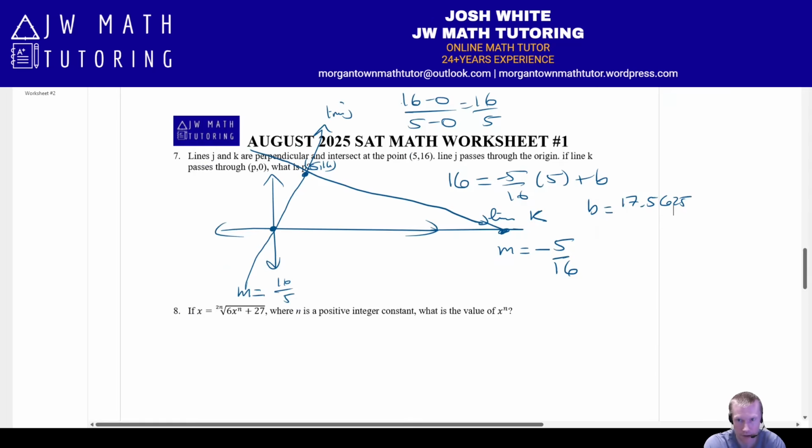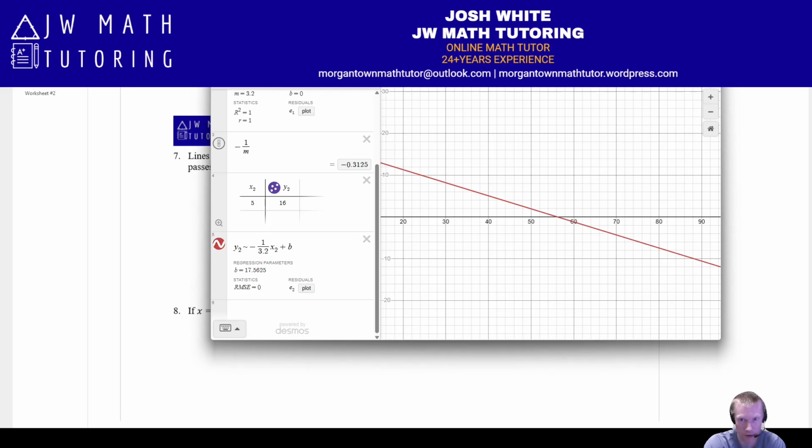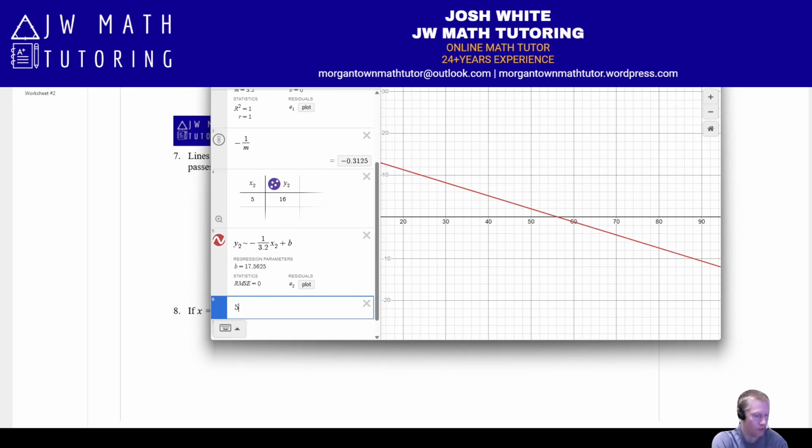Yes, that is the same value I got just doing it out, essentially by hand in my notes. So now we have the equation of y2. Let's zoom out and now for the x-intercept, all you have to do is just click on this point here. So 56.2, and that's it. That's the answer. You could also put it in the equivalent fraction form, which is 281 divided by 5.